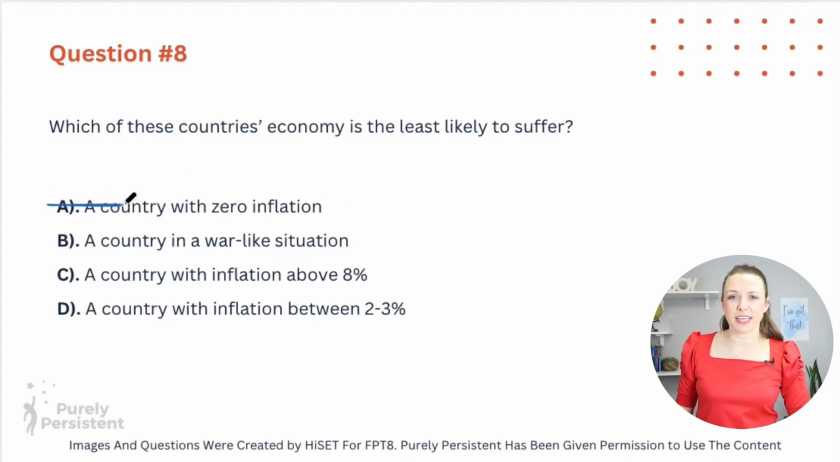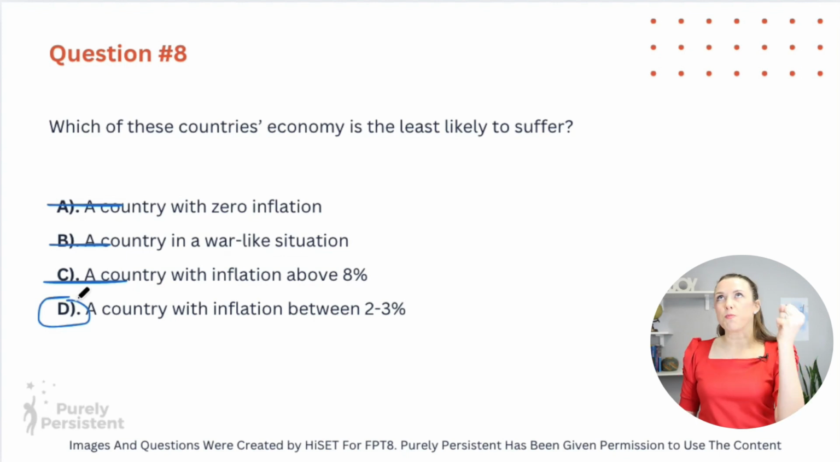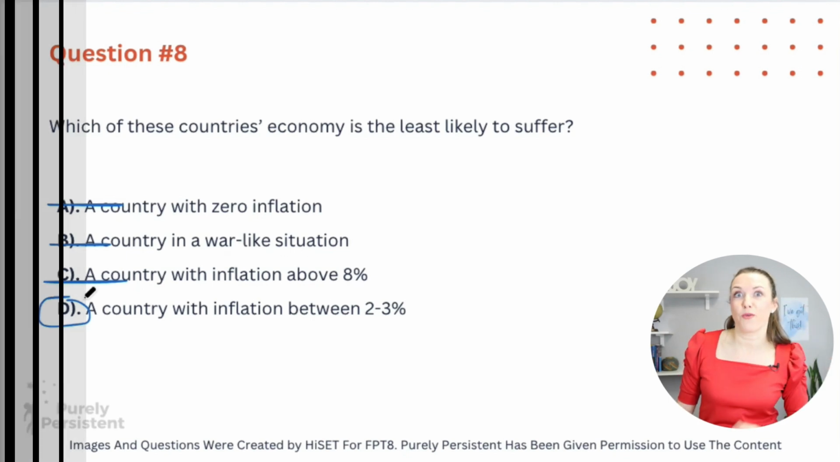So that's not going to be it. Is a warlike country going to suffer? Yes. So that's not it. A country with inflation above 8%, they're definitely going to suffer. That's going to be hard on the country. A country with inflation between 2 to 3%, yes. That's what we want. We want 2 to 3% every year to really push that economy, keep things going.